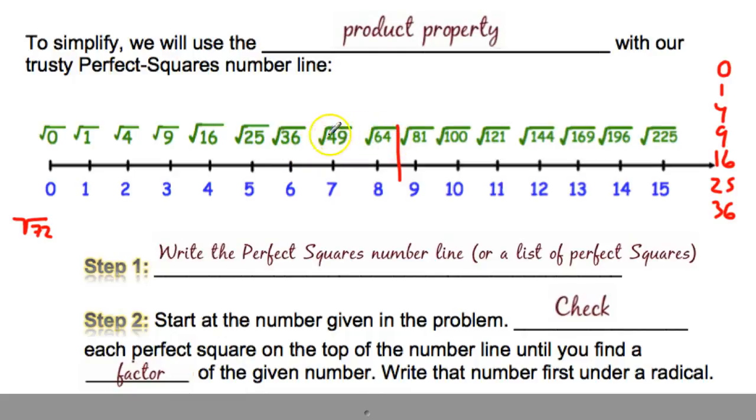Now I want to go back this way, right? Go down the number line until I find a factor of 72. So is 64, can you divide that into 72? No, so I'll cross that off.